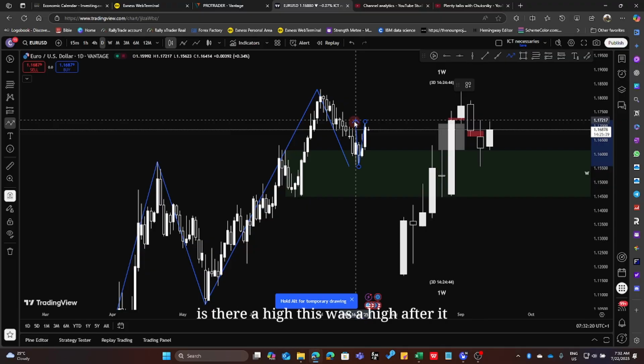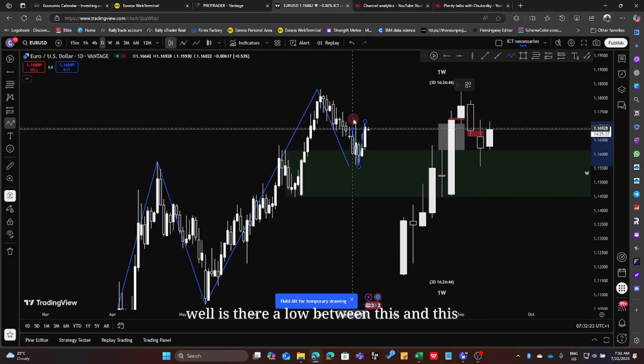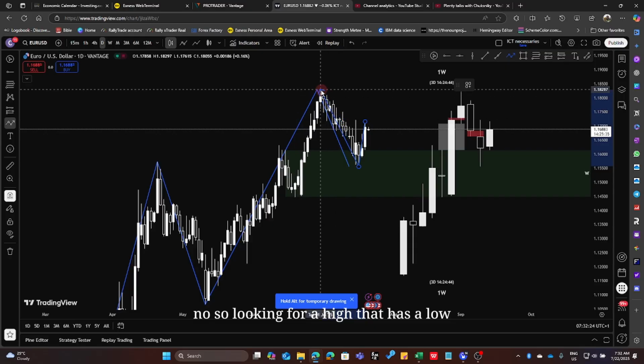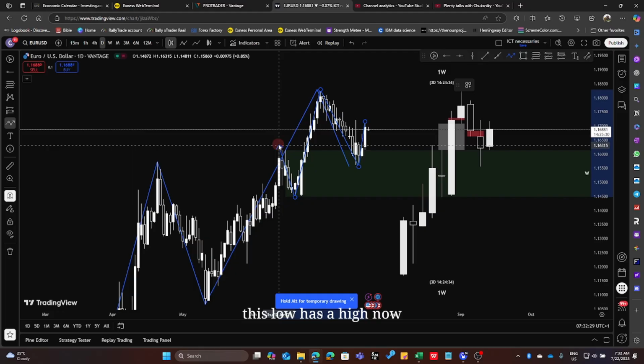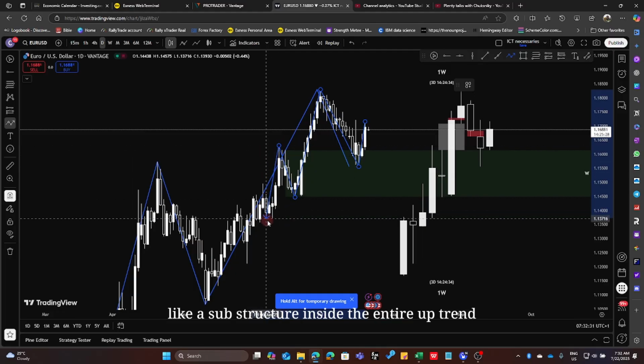Is there a high? This was a high after it. Well, is there a low between this and this? No. So looking for a high that has a low. So this high has a low here. This low has a high. Now you can see that this structure I'm drawing like a substructure inside the entire uptrend.